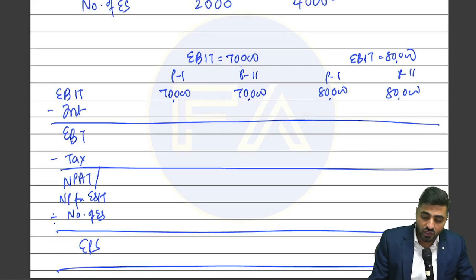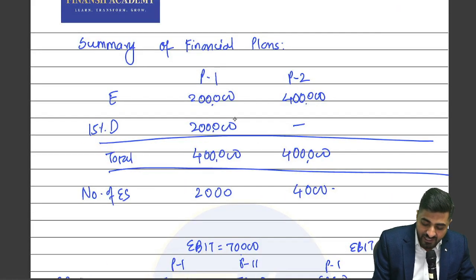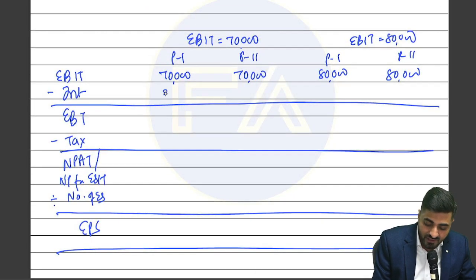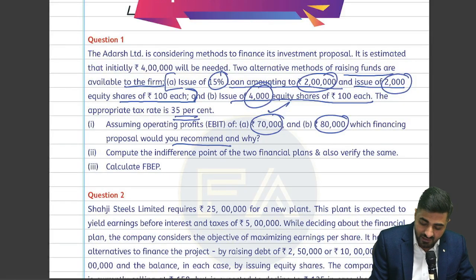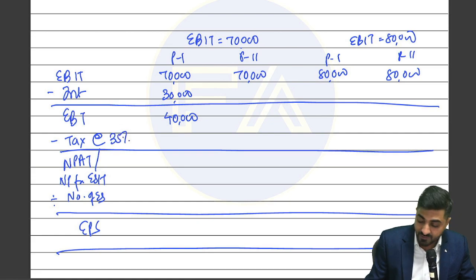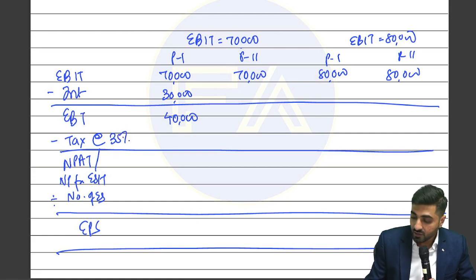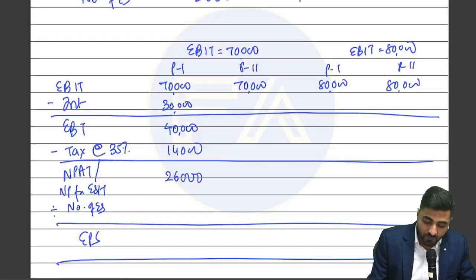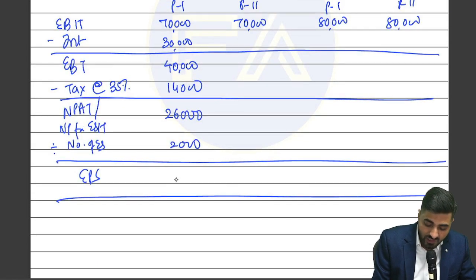Okay. Chalo, first plan. Is there any debt? What is the rate of interest? 15%. 2 lakh multiplied by 15%. What is the interest? 30,000. This will be 40,000. What's the tax rate, guys? Tax rate is 35%. Multiply this by 35%. 14,000. So your NPAT will be what, beta? 26. What are the number of equity shares? 2,000. What is your EPS?